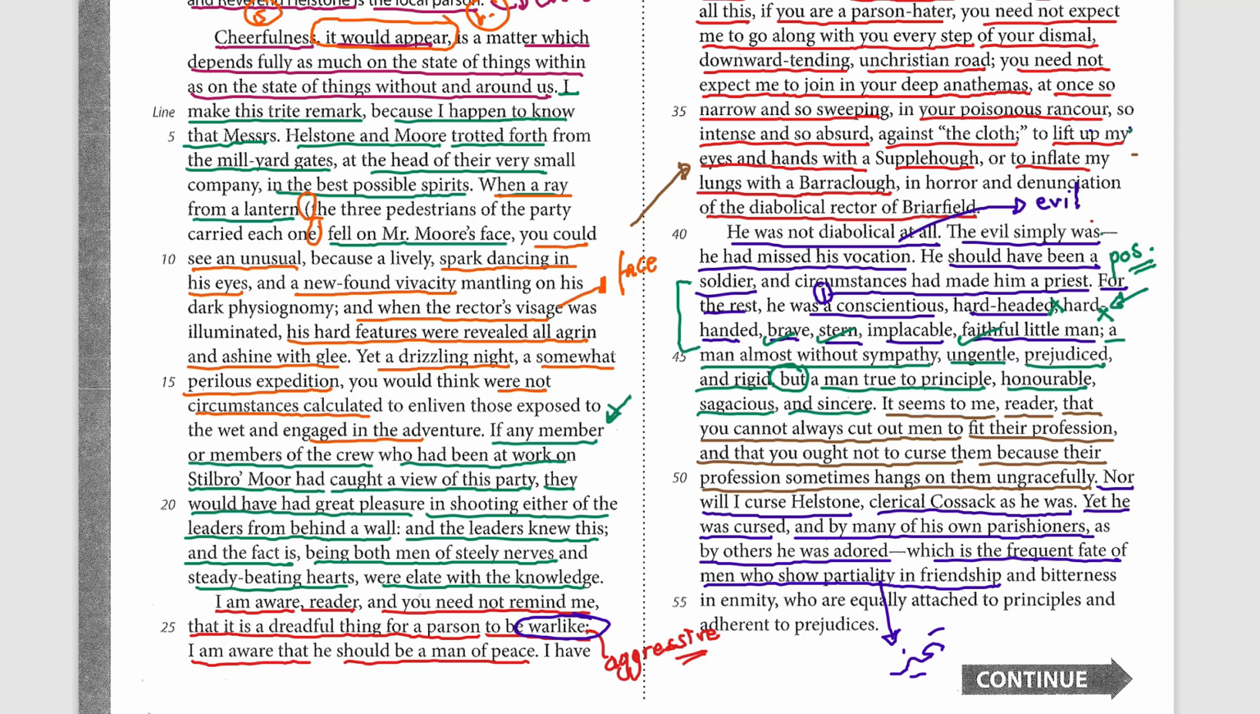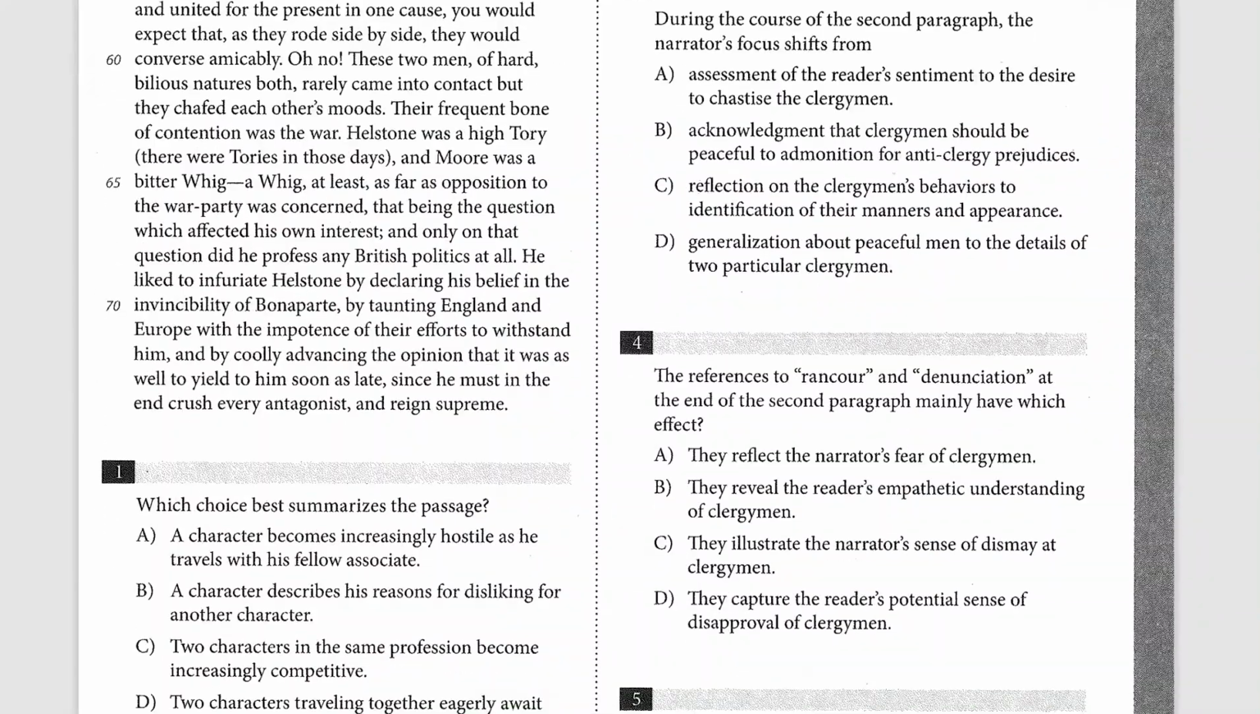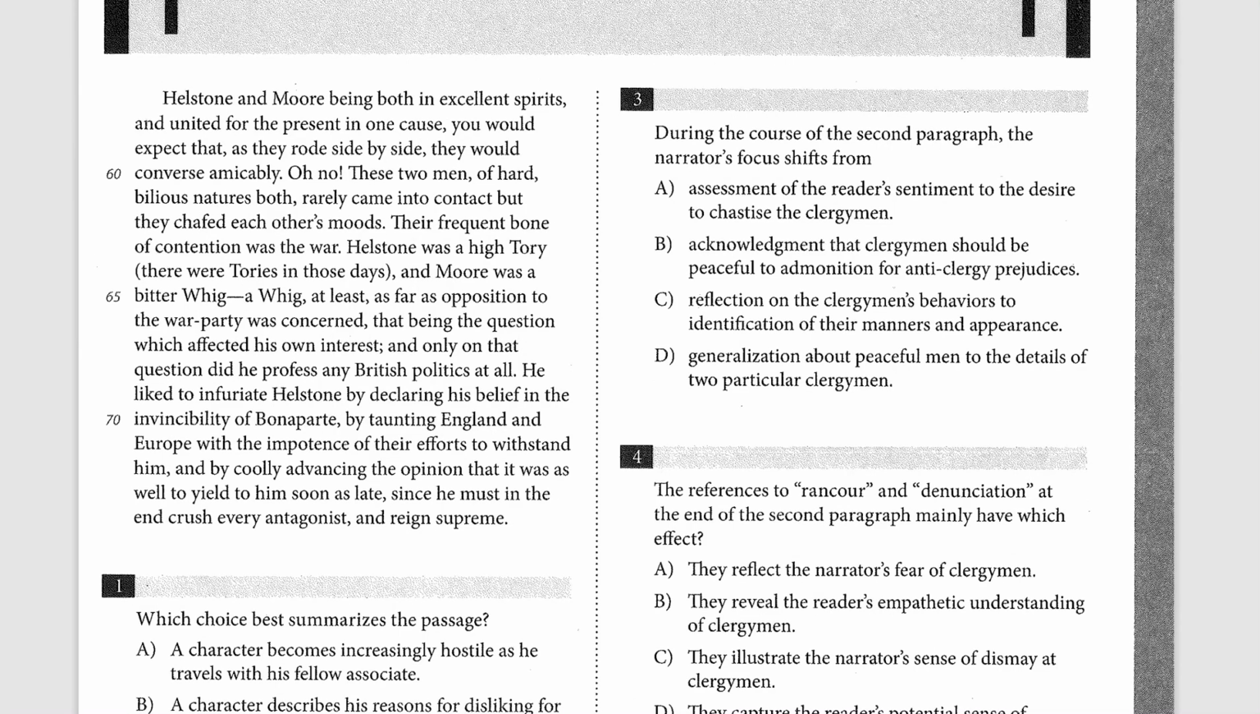They come to a degree like what? They don't like them. And bitterness in enmity, who are equally attached to what? To principles and adherent to what? To prejudices. I mean those people what? Nobody loves them. وبعد كده إيه اللي حصل هنا يا أساتذه؟ نيجي بعد كده Hellstone and Moore. أنا أول مرة أشوف Moore هنا يا شباب. Hellstone and Moore being both in excellent spirits.